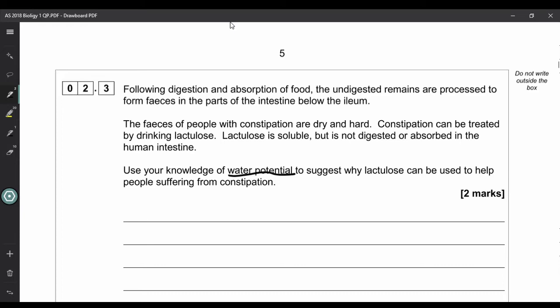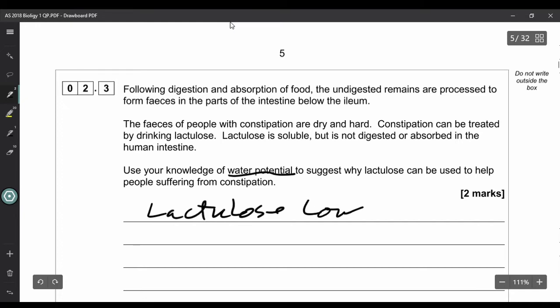So obviously with the question talking about water potential, we're going to be talking about osmosis. So remember, osmosis moves from an area of high water potential to a low one, and by adding a solute to a solution, that lowers the water potential of that solution, i.e. it makes it more negative. So what we're doing by having lactulose there is lactulose lowers the water potential.